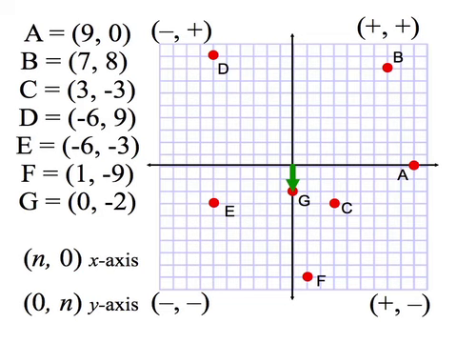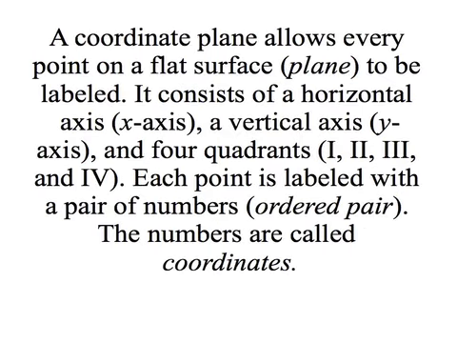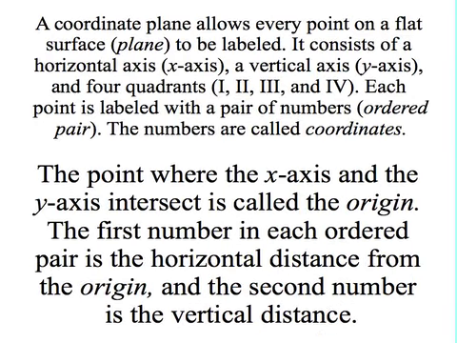To summarize, a coordinate plane allows every point on a flat surface, a plane, to be labeled. It consists of a horizontal axis, the x-axis, a vertical axis, the y-axis, and 4 quadrants, 1, 2, 3, and 4. Each point is labeled with a pair of numbers, the ordered pair, and the numbers are called coordinates. The point where the x-axis and the y-axis intersect is called the origin. The first number in each ordered pair is the horizontal distance from the origin, and the second number is the vertical distance.